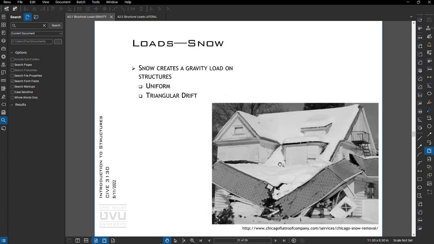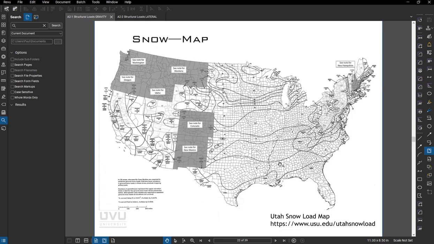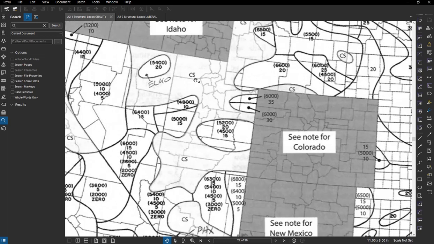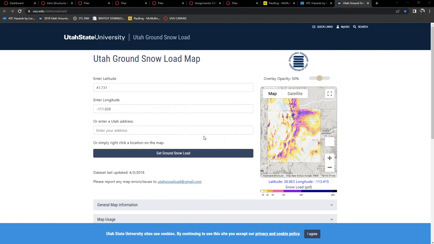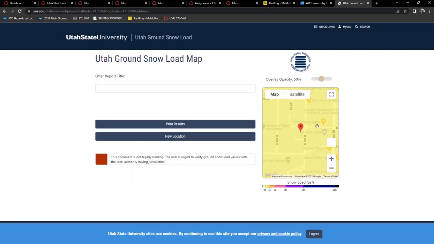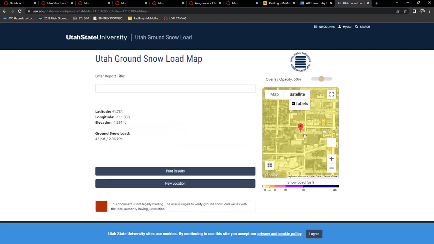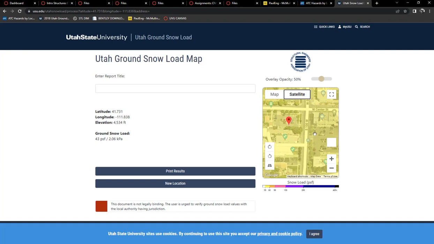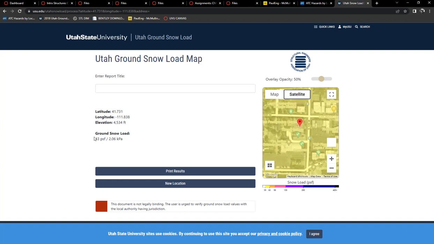All right, snow load. We can have a couple types, triangular or uniform from drift. There's a snow map in ASCE 7. You can see for most of Utah here it says CS, which means case study. So in Utah, Utah State put together a ground load map. If we put in the coordinates, we can fire that up. Basically, I can pull the ground snow load out of this Utah State snow load map.